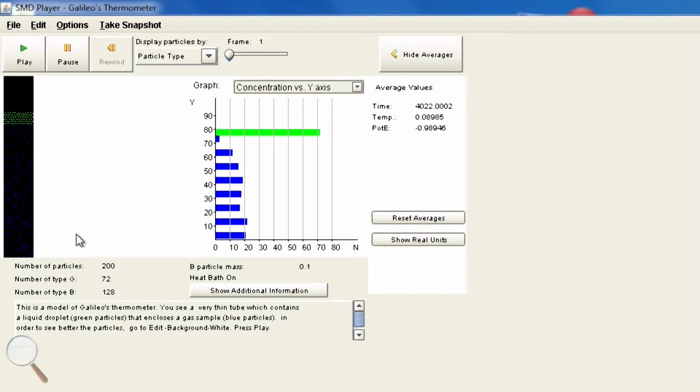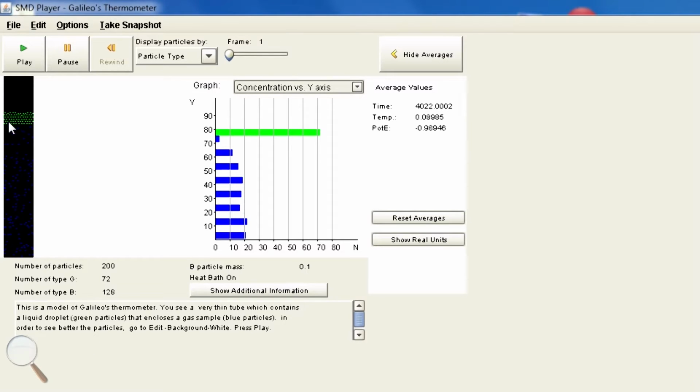In this case, what you are seeing on the left hand side is almost like a tube, and there are a whole bunch of particles that you are looking at, and you will look at the expansion and the movement of these particles. So, let me first set the experiment. This is a model of Galileo's thermometer: a very thin tube which contains a liquid droplet.